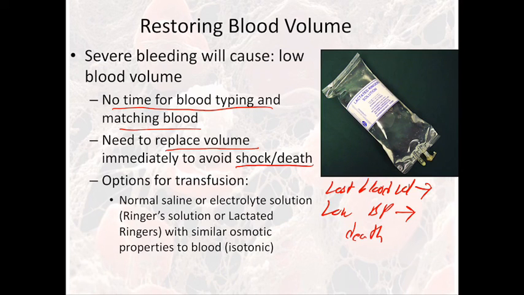And so what they do is they put a bunch of fluid in. It needs to be normal saline or an electrolyte solution. This is an example of one that's lactated Ringer's. You'll see that a lot in the hospital. The key with this is it has similar osmotic properties to the blood. It's isotonic to the cells of the body. So that would be the first step. Once that gets their blood pressure back up, then they can figure out what blood type they need and they can get a proper transfusion. But we need to save their life by raising their blood pressure first.